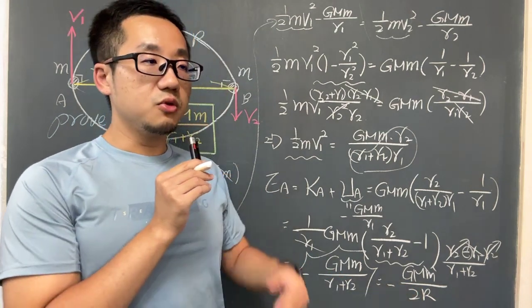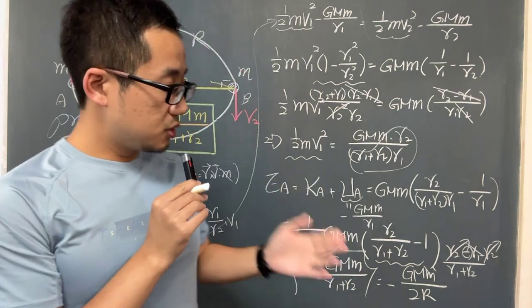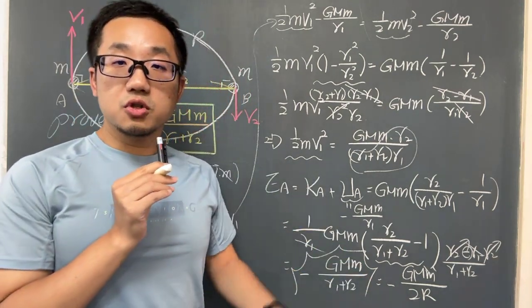But now, even if you change the circular motion to elliptical motion, the form of mechanical energy is so much like each other.